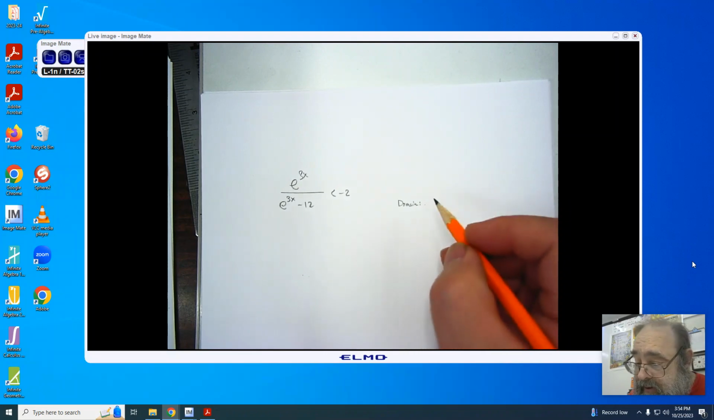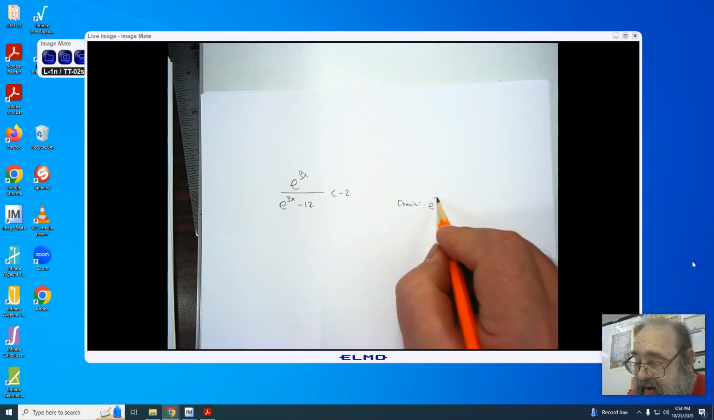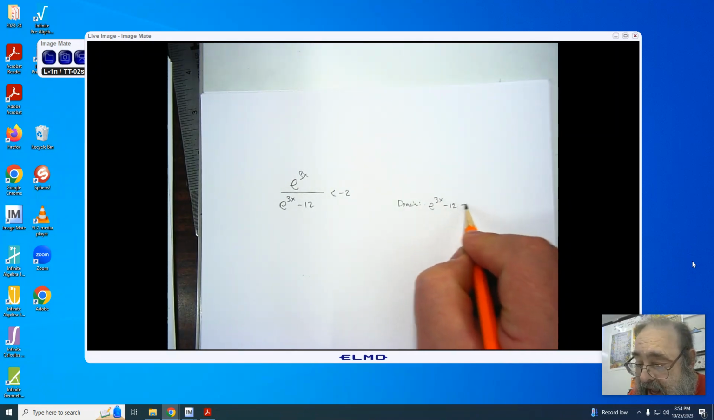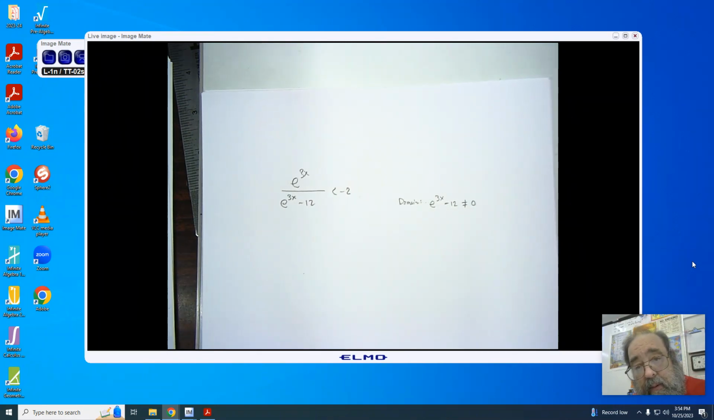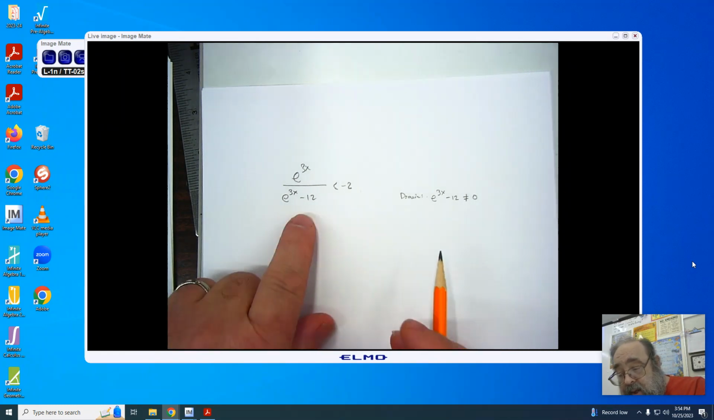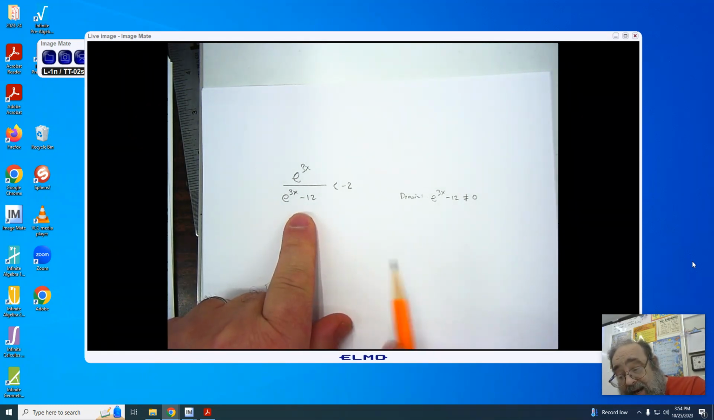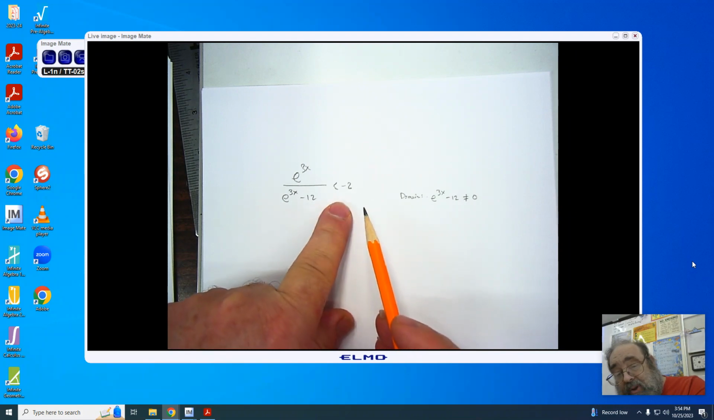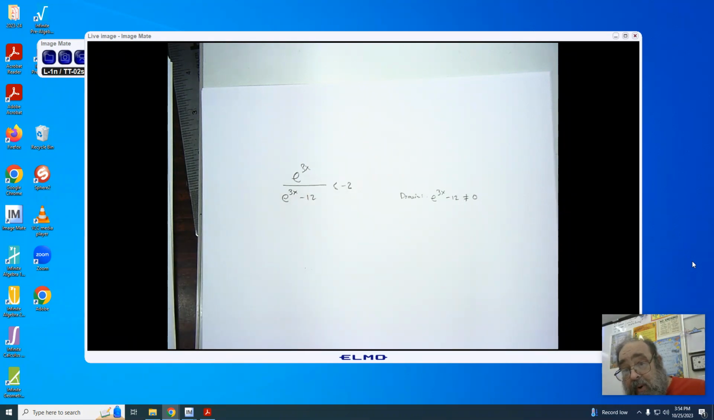Okay, so let's try this. We're going to start by saying e to the 3x minus 12 cannot equal 0. If it can't equal 0, then I'm about to find out what that value is. What is that threshold between having a negative value and a positive value in the denominator? Remember, if I get a negative in the denominator when I multiply by the reciprocal on both sides, the inequality flips.